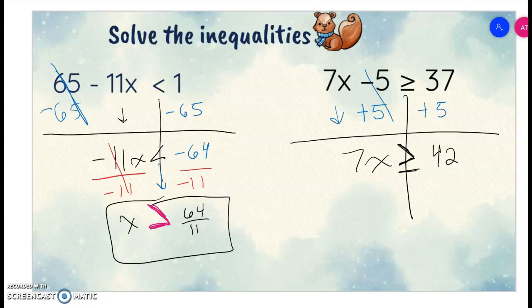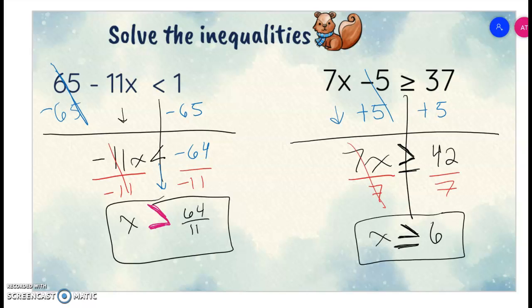Am I done? Absolutely not. There's still a 7 attached to this x. So to get rid of it, you've got to divide both sides by 7. These cancel. I'm left with x is greater than or equal to 6, because 42 divided by 7 is 6.